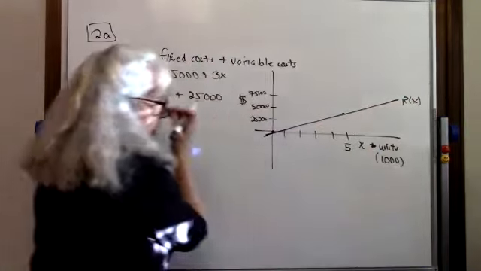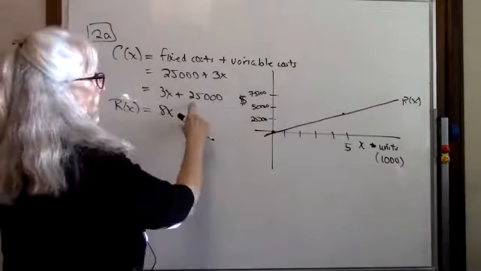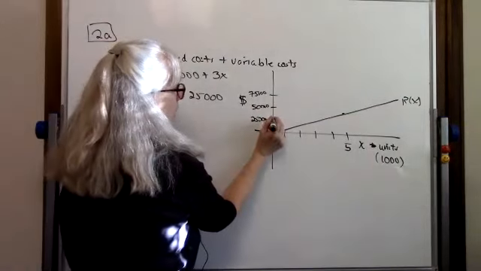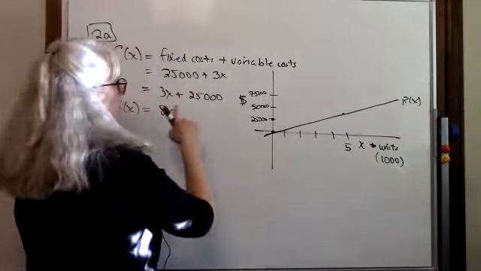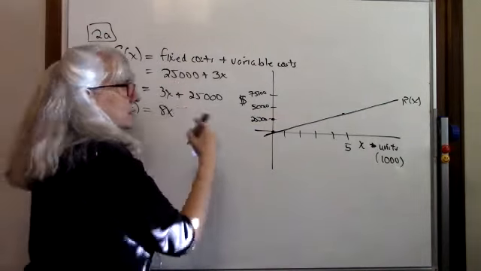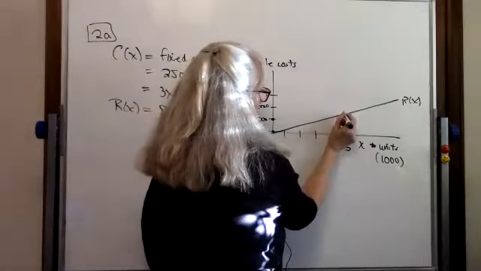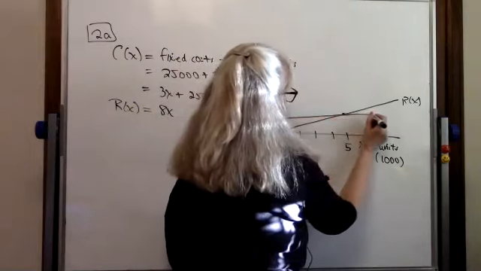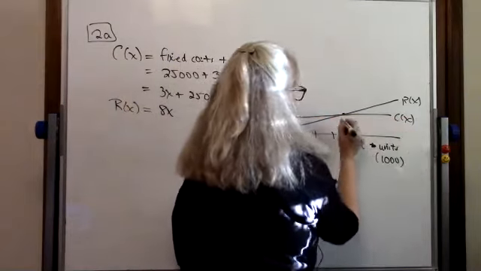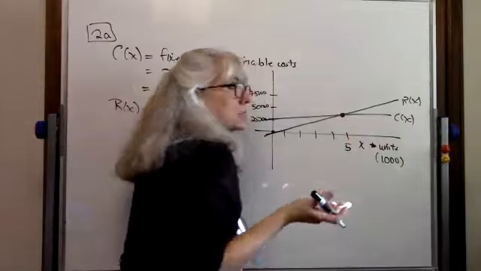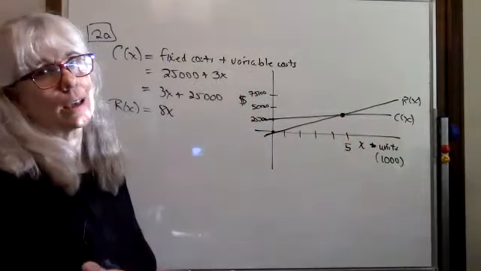So there's R of x. I'll do the same thing for the cost function. I know its y-intercept is 25,000. If I plug in 5,000 units, that would be 15,000 plus 25,000. Look at that, I hit it on the nose, it is 40,000. So this one's going to come in and do this. And there's the cost function. This point right here, which I got just by luck, I was lucky, I just got it.